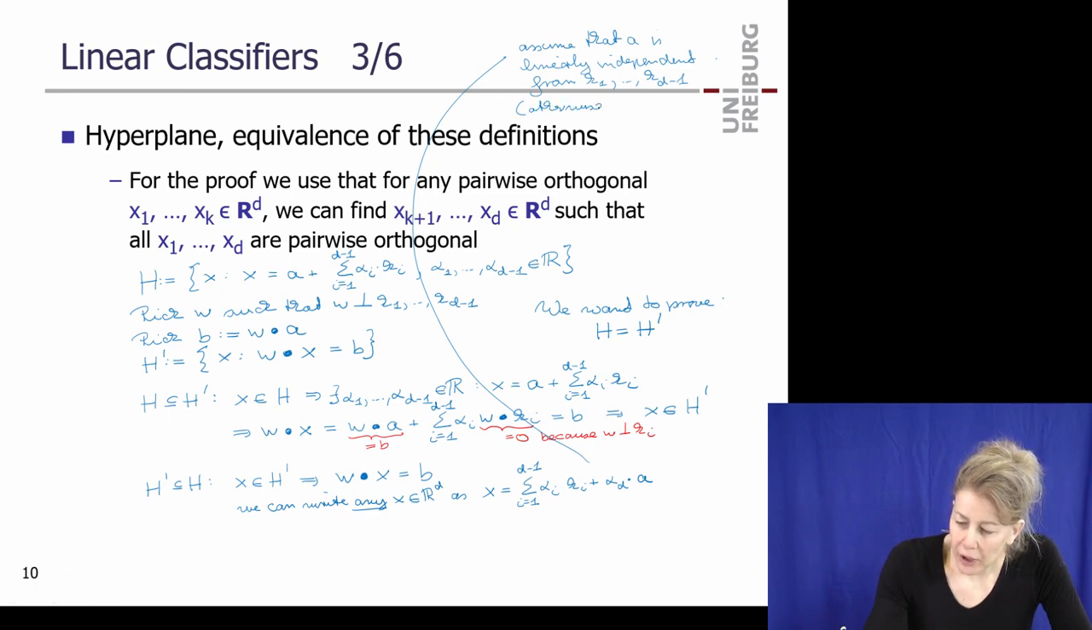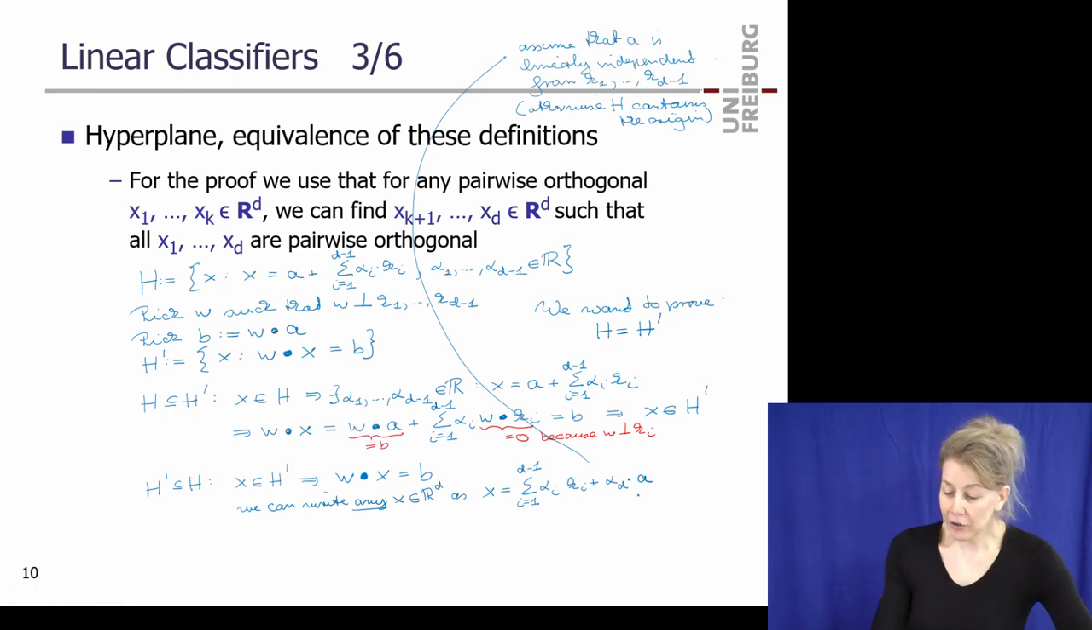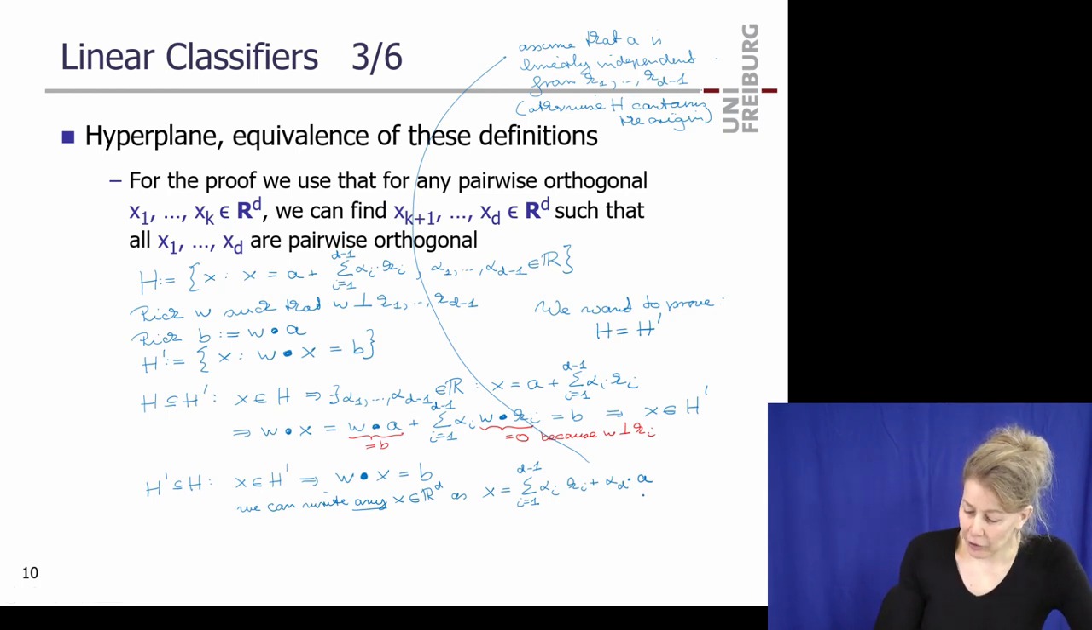Otherwise, H does not contain the origin. I mean, in general, a two-dimensional plane in 3D does not go through the origin. These are very special planes. So let's continue with that. So we can write this like this, and now we can just plug this in.